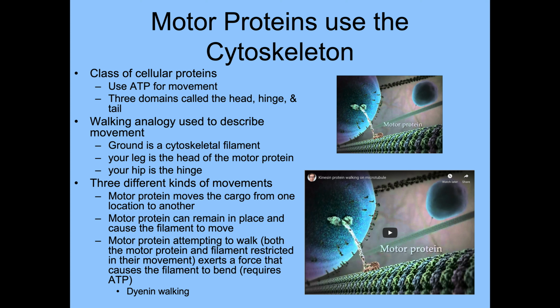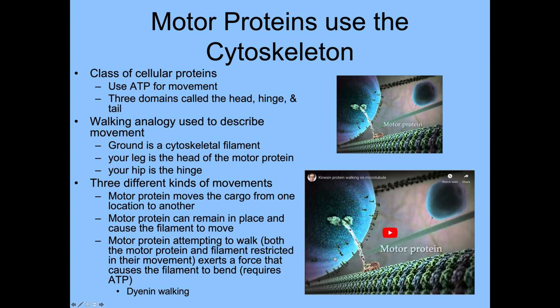So very closely interacting with the cytoskeletal elements are three different types of proteins called motor proteins. And they are a class of cellular proteins. They use energy in the form of ATP, and they have three domains in their structure. Okay? They have the head, the hinge, and the tail. So here's the head right here. Of course, here's the hinge that's occurring down here, and then they have the tail. And this big giant ball here that it's attached to, this is a vesicle.